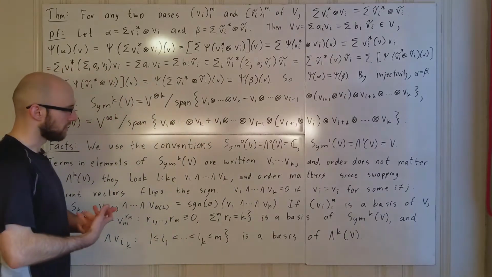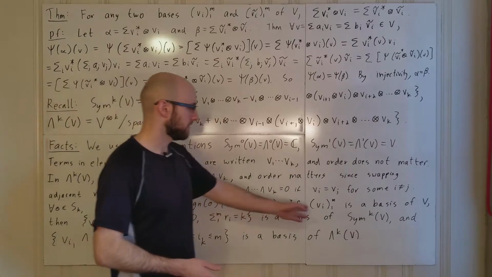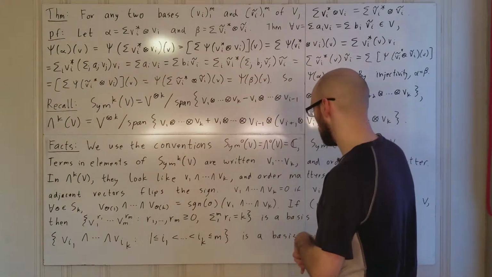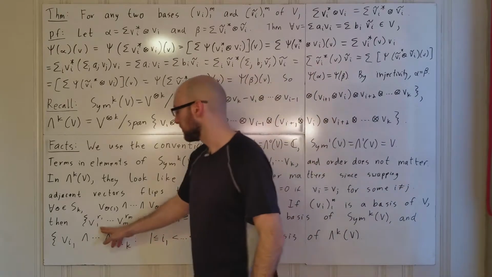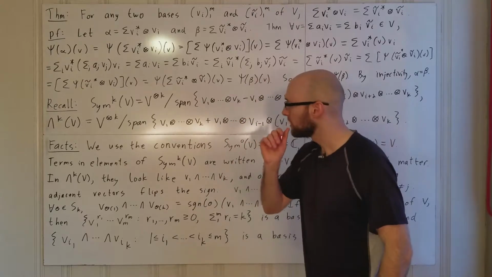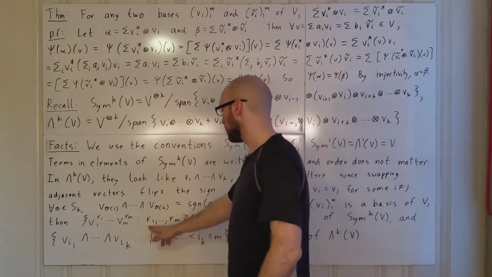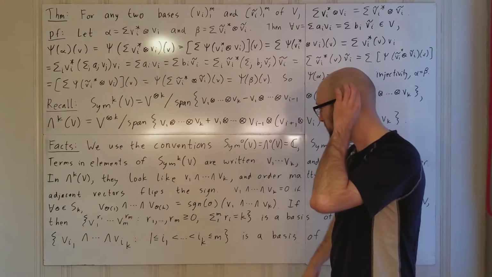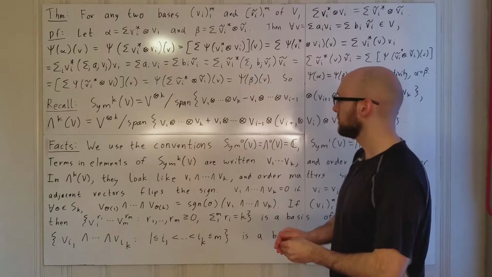Okay. Lastly, we'll talk about basis elements. If you have a basis Vi for V, then we have a basis of the symmetric product given by V1^R1 through Vm^Rm. And that is because each of these R1 through Rm is going to be greater than or equal to 0, and their sum is going to be K.